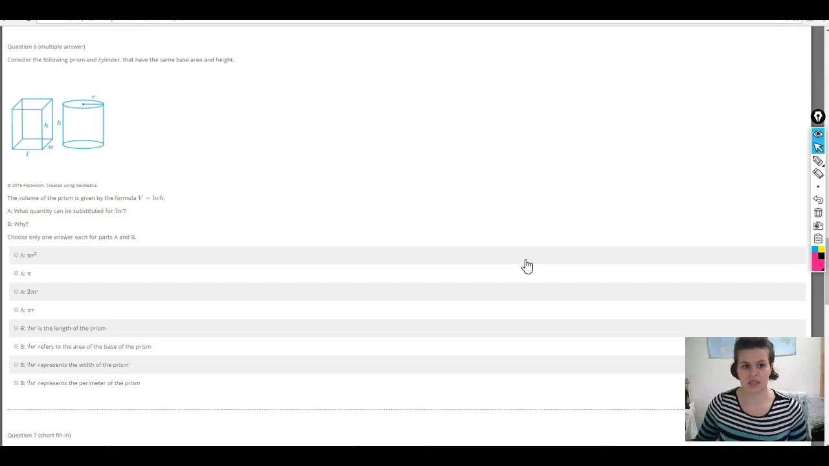So then question 6, consider the following prism and cylinder that have the same base area and height. The volume of the prism is given by the formula volume equals length times width times height. What quantity can be substituted for length times width, and why? So we're asking for the volume of the prism. So here's our prism. Length times width would give us this area here, which is the area of its base shape. So we could substitute length times width with base shape, like this.